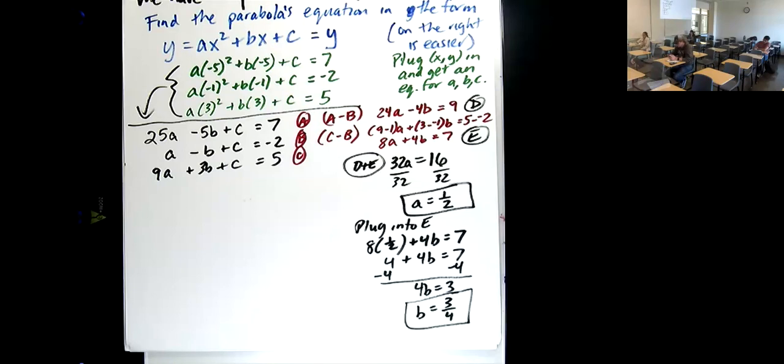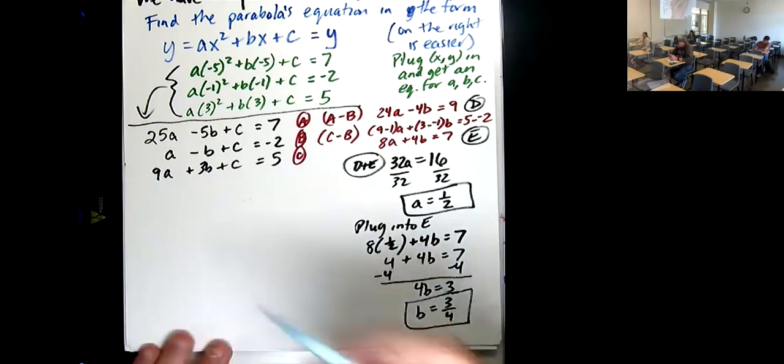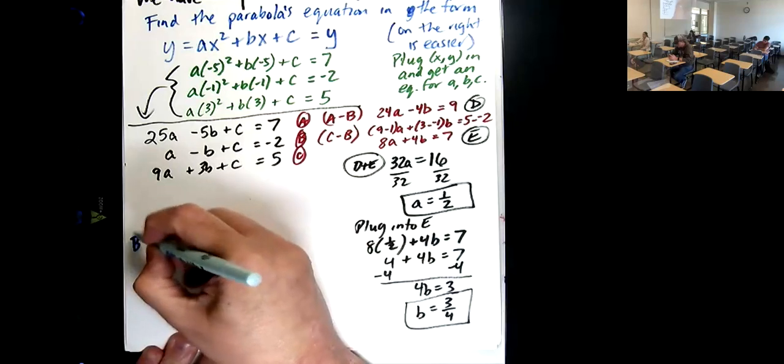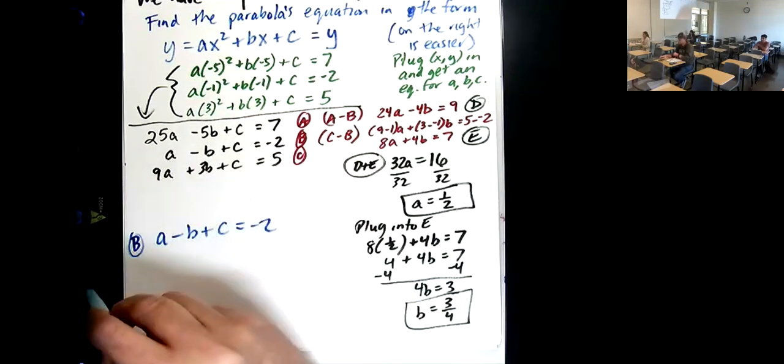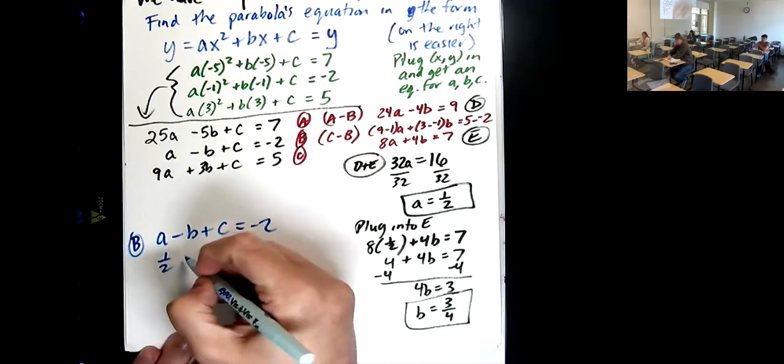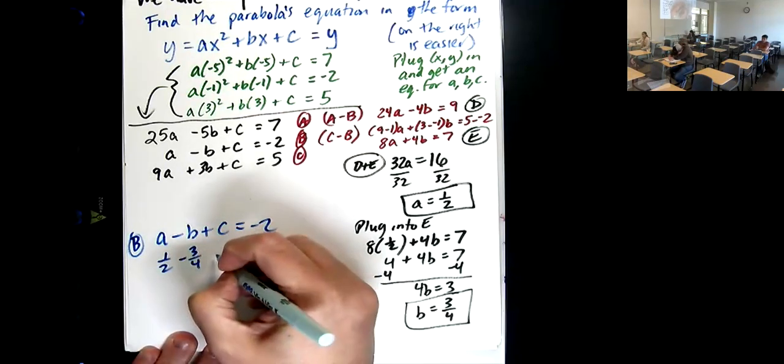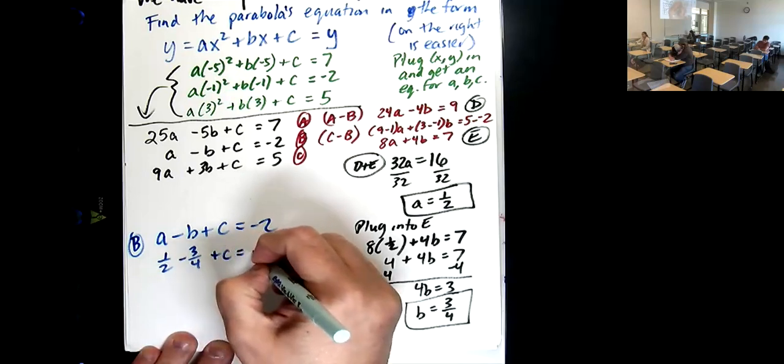Finally, we got to go back to one of the other equations and plug in a and b. I like b here. I'm going to plug into a minus b plus c equals -2. 1/2 minus 3/4 plus c is -2.